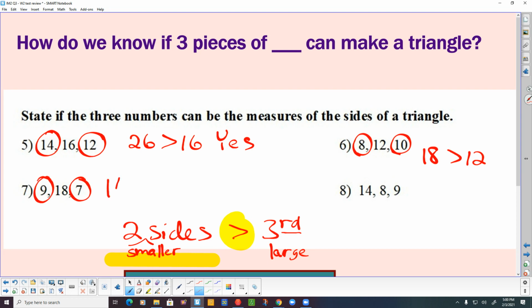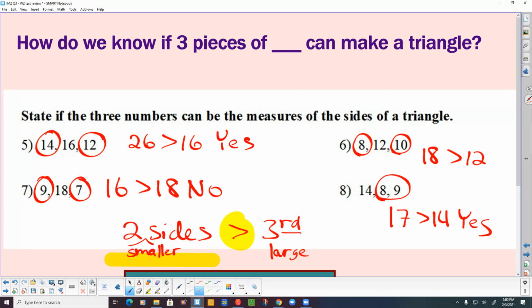Number 7, does it work? 7 plus 9 is 16. Is that greater than 18? No, it's not. And then the last two, pick the smaller sides. That's 17. Is that greater than 14? Yes, you can make a triangle with those 3 pieces. Okay, that's everything for today.